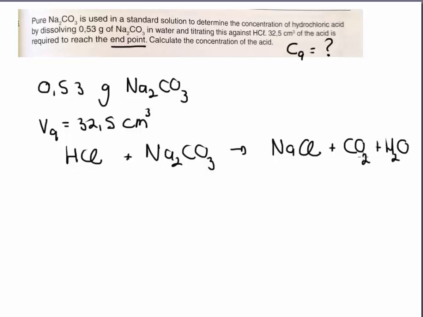I need to make sure that this is a balanced reaction before I can continue. So when I look at this, I see I have 2 sodiums on the left-hand side, 1 on the right-hand side. I added 2 in front of NaCl, and now my chlorine is also 2 on the right-hand side, which means it has to be 2 on the left-hand side. I have 2 hydrogens left and right, and now everything seems to be balanced.